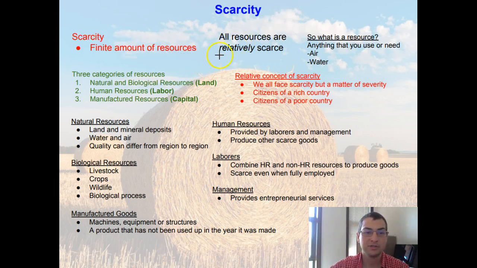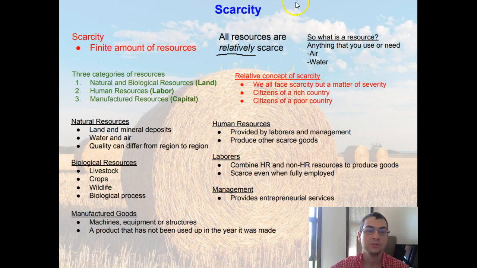Another thing that we must note is that all resources are relatively scarce, meaning that a resource such as air might not be scarce here in Wyoming, where we're very fortunate to have very clean, unpolluted air. But air, which is a resource, might be scarce in another country, such as China, where they have very polluted air. So oftentimes, whether or not a resource is scarce depends on where it is or what it's relative to.